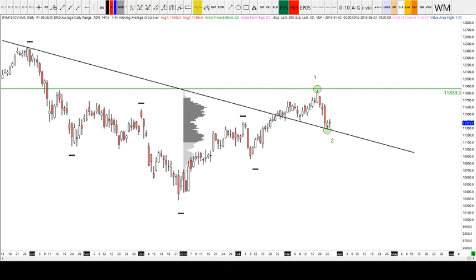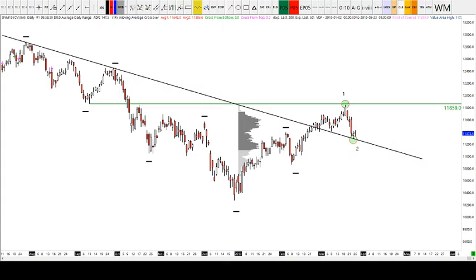The 11,859 level is still interesting, but it's highly unlikely we're going to get there today, probably within the next few days. So we'll keep an eye on that over the next week or so.